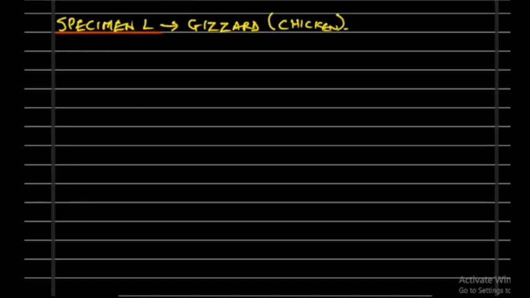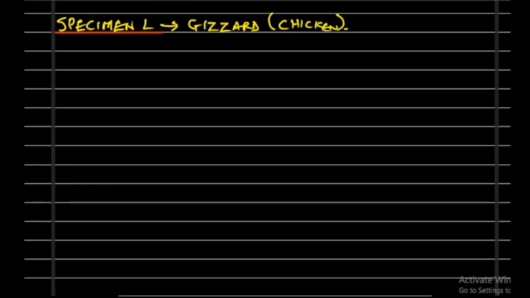Our next specimen now is specimen L, which happens to be gizzard. So we are using the gizzard in chickens. That will quickly bring us to look at what the domestic fowl is.